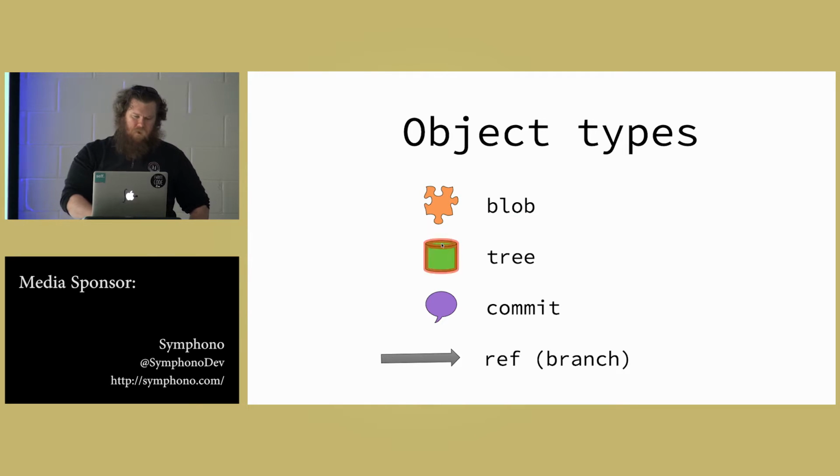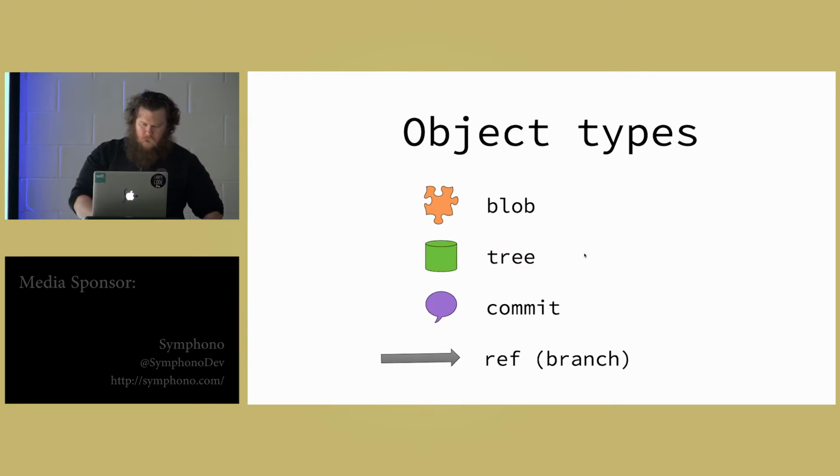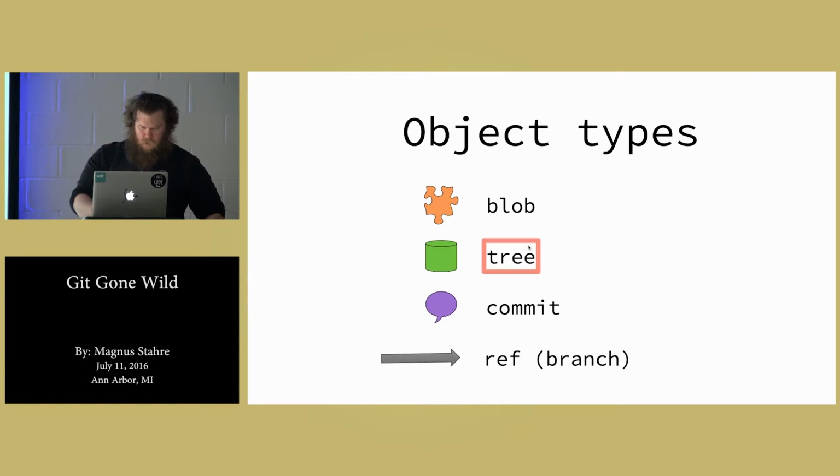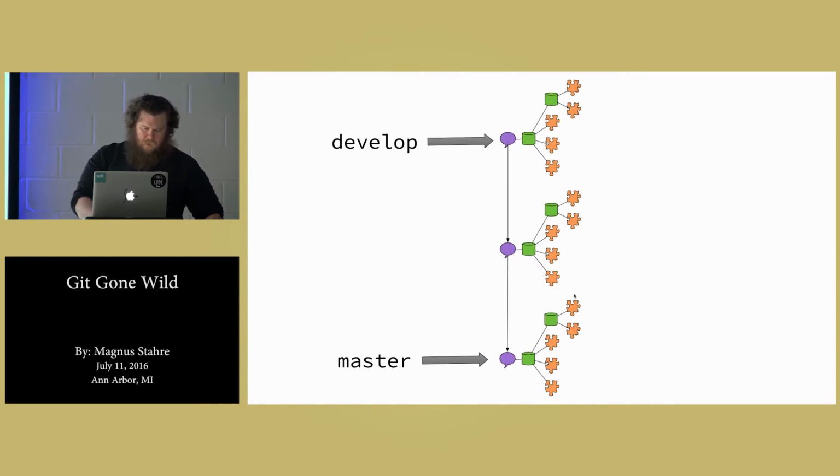Files end up in a tree. This is your equivalent to a directory or a folder or whatever you want to call it. And a commit has one tree that is the root of that commit. And then you have a ref. Usually they are called branches. And in my graph here, there's an arrow. So it looks something like this.